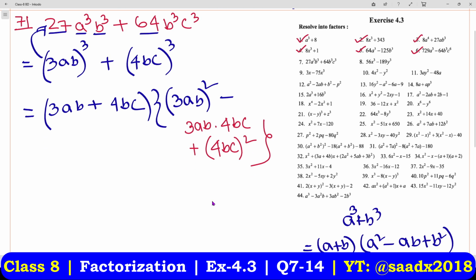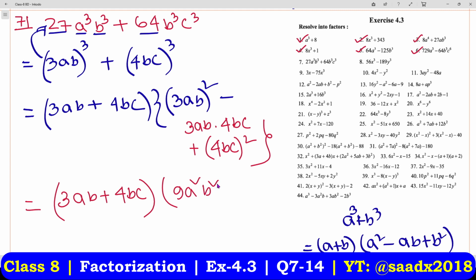Okay, now we can write here is a (3ab + 4bc), and here is a 9a²b² minus 3 times 4, it's a 12, 12ab²c plus 16b²c².